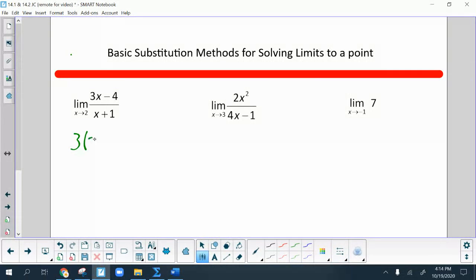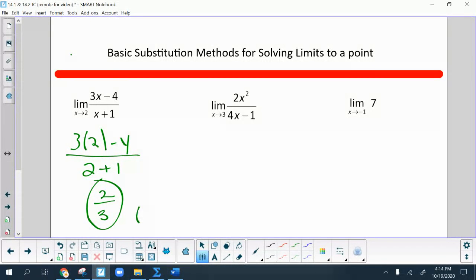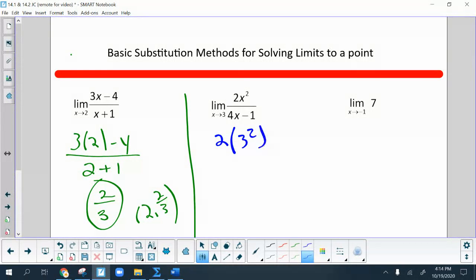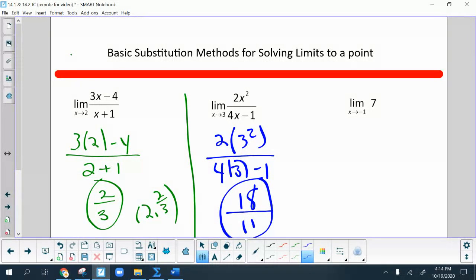So this is 3 times 2 minus 4 over 2 plus 1. 6 minus 4 is 2. 2 plus 1 is 3. We get 2/3 for this. So this literally means that the point (2, 2/3) is on that graph. Next one, I'm going to substitute 3 in for x. So 2 times 3 squared over 4 times 3 minus 1. I get 9 times 2 is 18 over 12 minus 1 is 11. And again, this literally means that the point (3, 18/11) is on that graph.